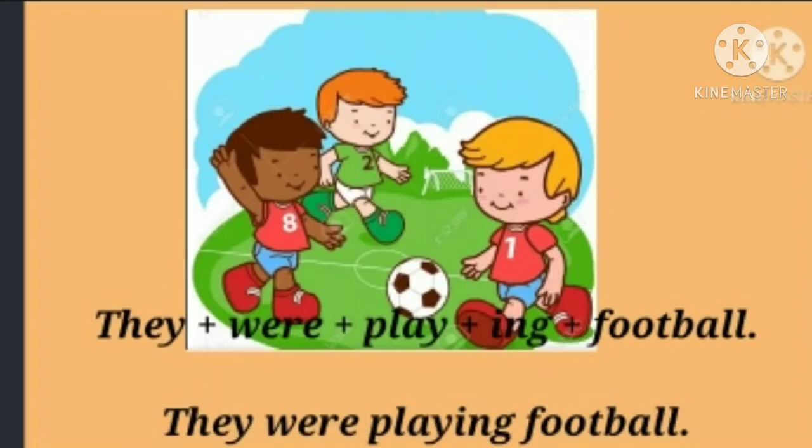The second example is they. Now why they? Because the subject is plural. We are talking about a plural subject. So after that we need to add were. After that were we will add a verb 1. To that verb 1 we add ing, and last will come our object. So when we form the sentence it will be they were playing football.